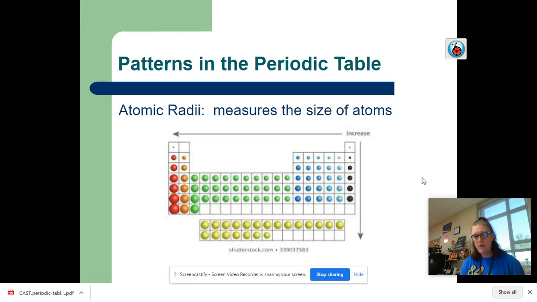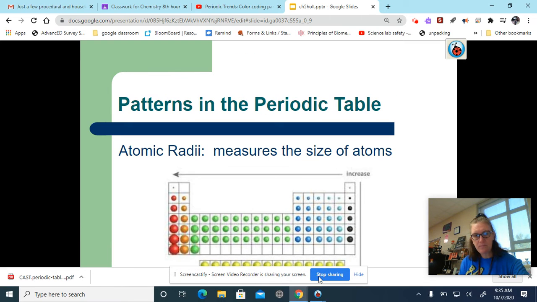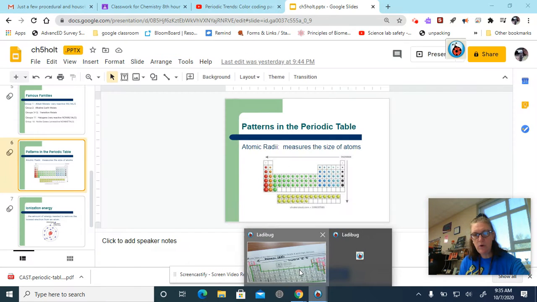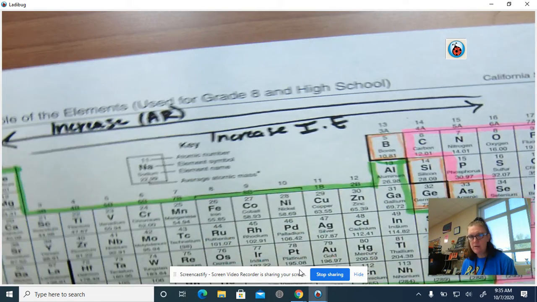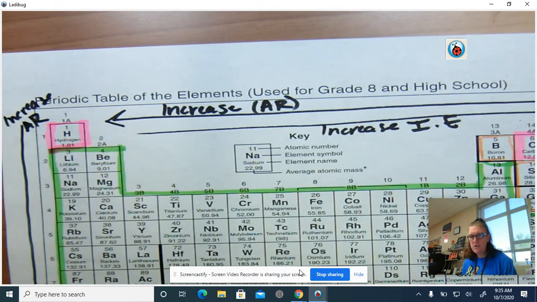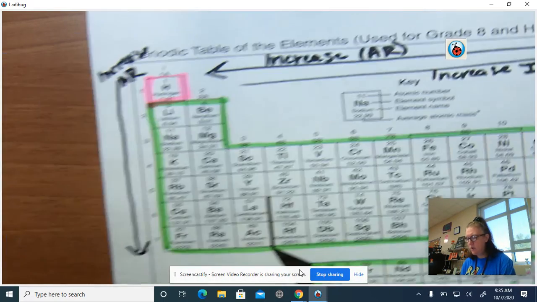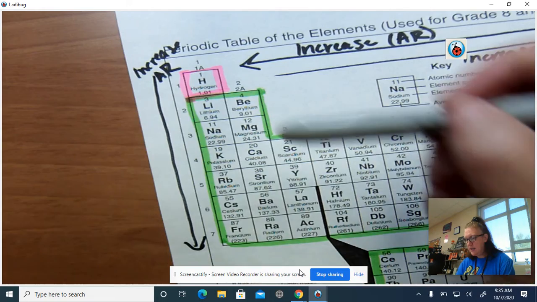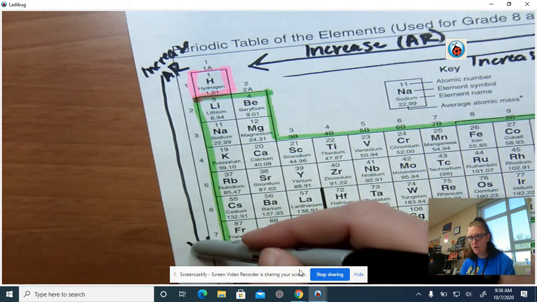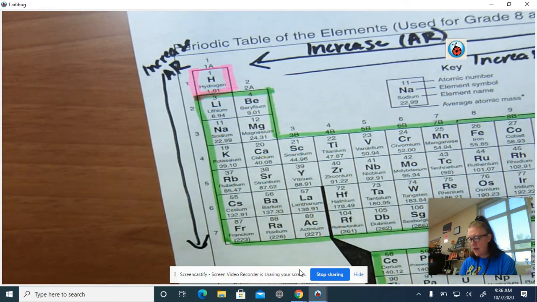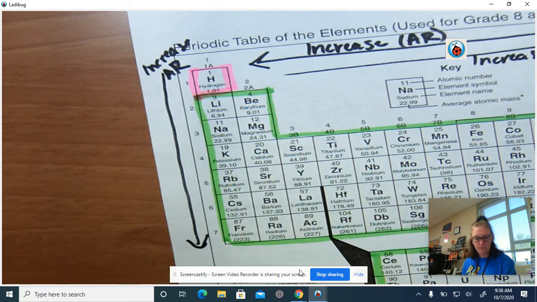So what we did on our paper this morning was we drew some arrows on our periodic table. We just drew an arrow pointing to the left, saying that you're going to have an increase in atomic radius as you move towards the left of the chart. They tend to get bigger in size as you move across a row, and they tend to get bigger as you move down through the groups. And that makes sense, right? Because you're adding energy levels every time.